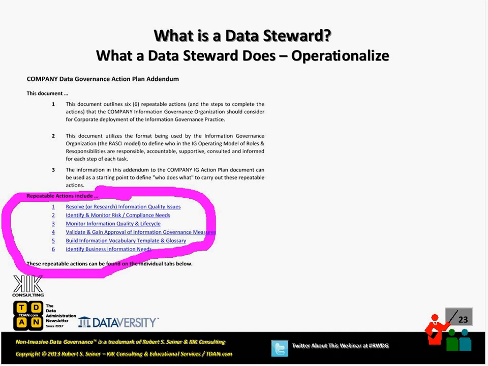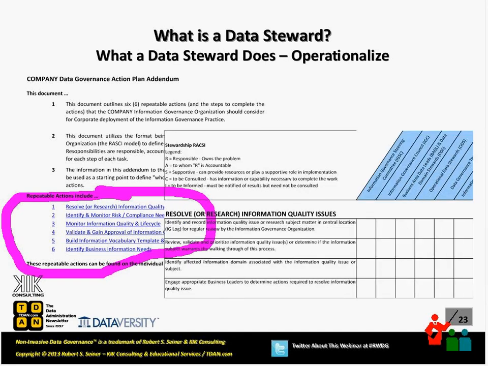Now, if I go on to the next piece of the slide, you'll see that if you had clicked on where it says resolve or research information quality issues, up would come a box that says these are the specific steps and what we do to resolve or research information quality issues, and these are the different roles of the organization. We can identify who is responsible, who's accountable, who should be consulted, and who should be informed through the different steps of each of these different types of processes that we apply governance to.